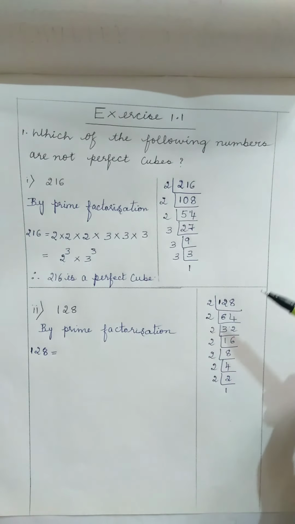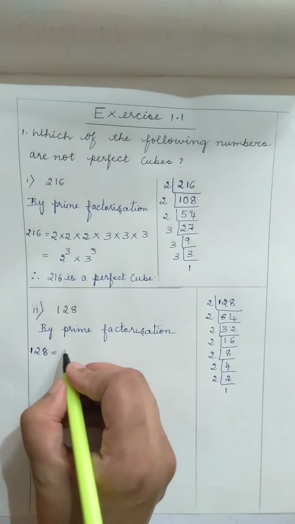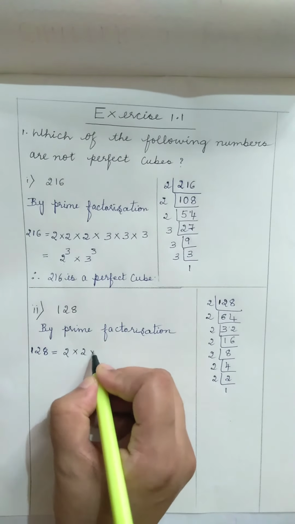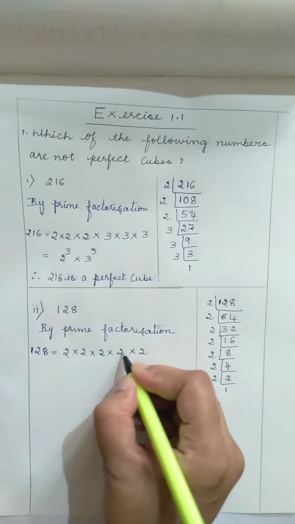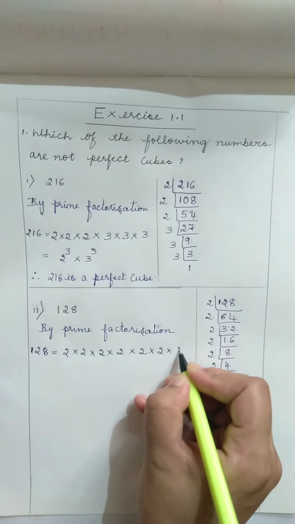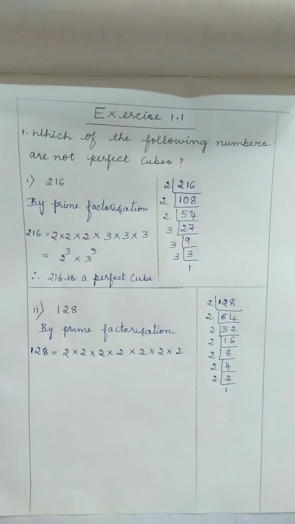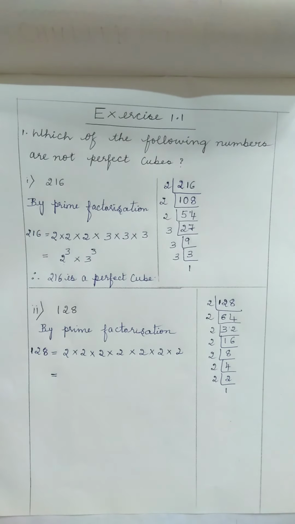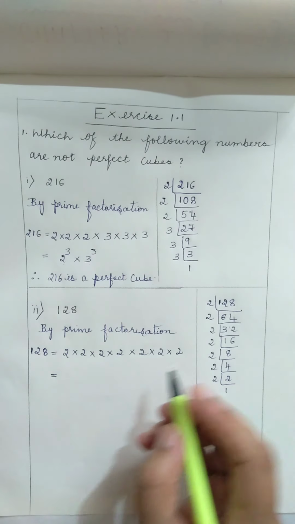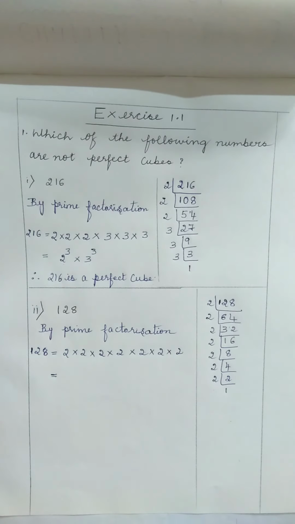So, 2 has been repeated 1, 2, 3, 4, 5, 6, 7 times. So, let us write it as 2 into 2 into 2 into 2 into 2 into 2 into 2, 7 times. So we got 2 repeated 7 times. Now we shall group these 7 into groups such that we will take the group of 3 digits.